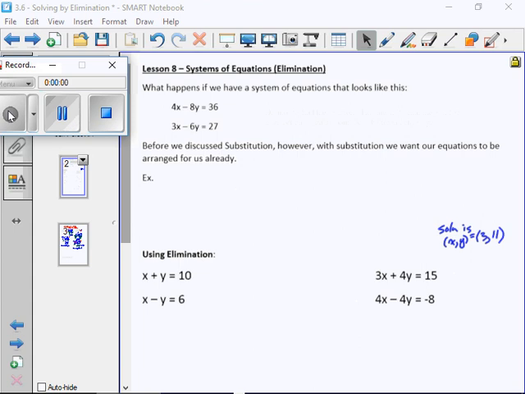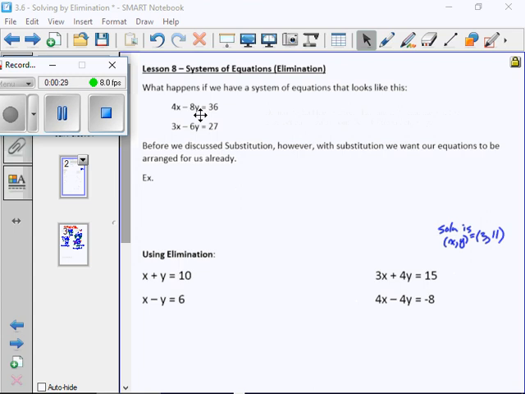Today we're doing Spiral number 3, Lesson 8, and this is called systems of equations. What we're using is a term called elimination, and this will allow us to find a point of intersection between two lines. So this equation, 4x minus 8y, is the equation of a line, and 3x minus 6y is also another equation of a line. We call this a system because there's two of them.